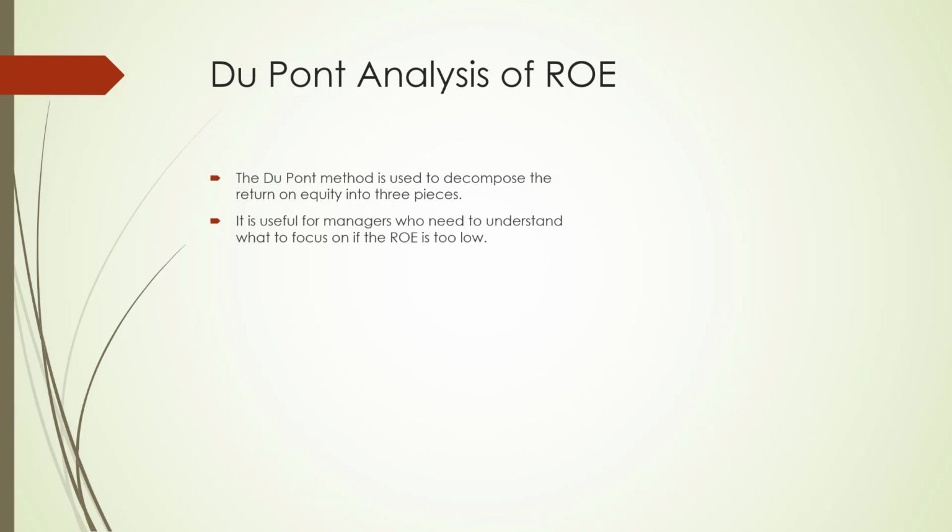Now there's two versions of this that we're going to look at. The first one is kind of the standard DuPont breakdown of the ROE. And this is useful if the firm believes that its return on equity is lower than it should be, because it helps us to identify the things that need to be fixed.